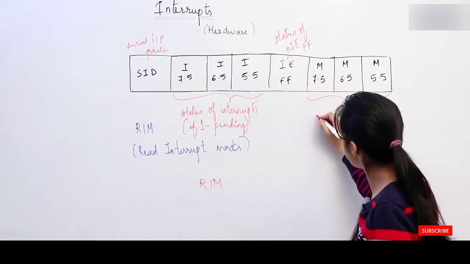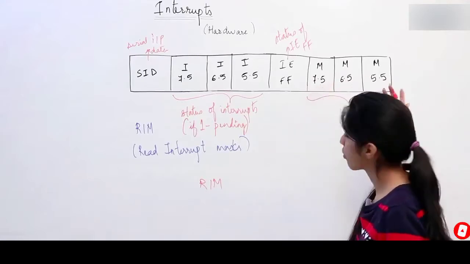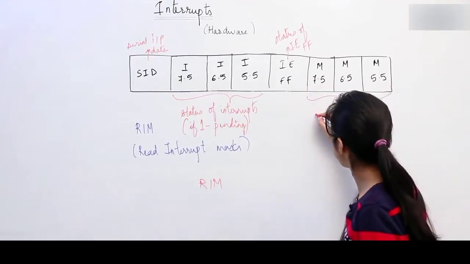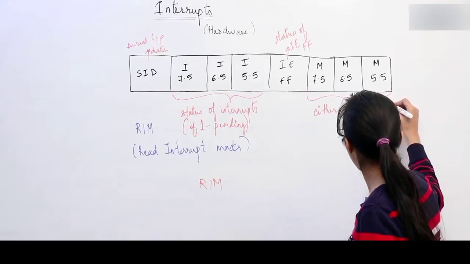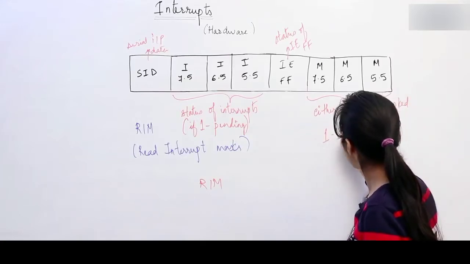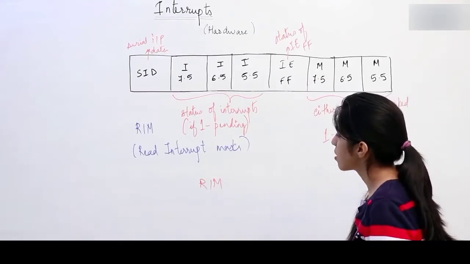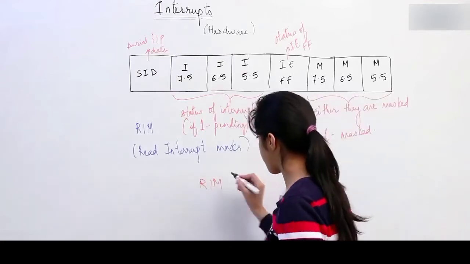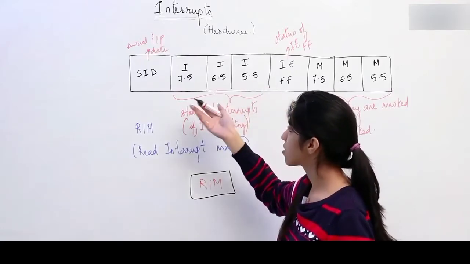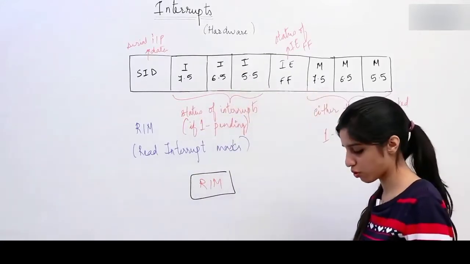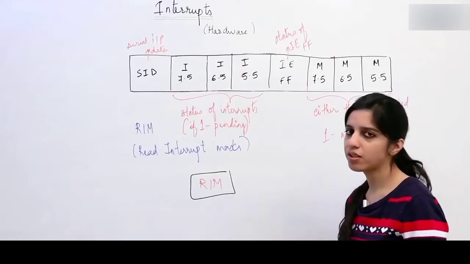This tells you whether these interrupts RST 7.5, 6.5, 5.5 are masked or not. If 1, that means they are masked. If 0, that means they are not masked. So using this instruction RIM, read interrupt mask, we can read the value of the accumulator and know the status of the interrupts or whether they are masked or not. So this is all related to interrupts, hardware interrupts. Next we are going to look at software interrupts.